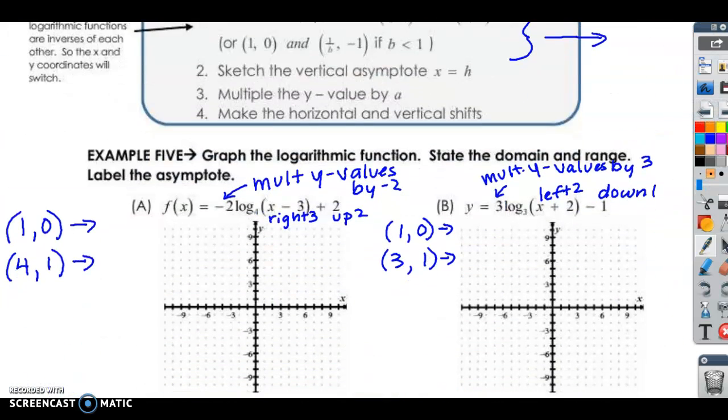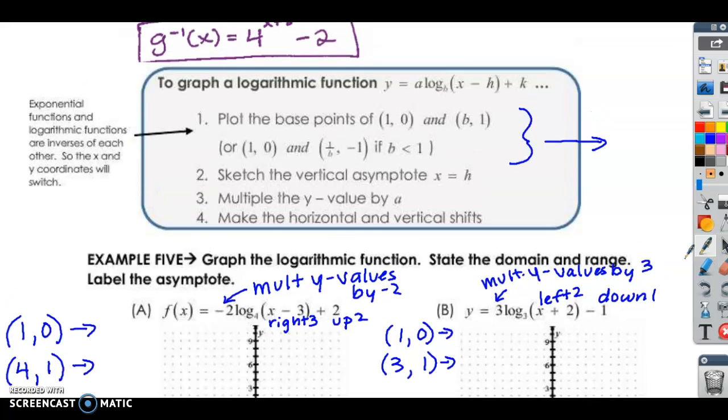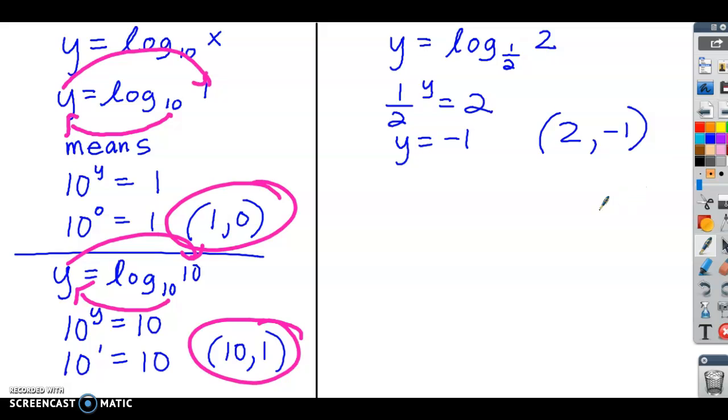So here, we have these base points, and those are the 2 points that we're graphing. 1, 0, and whatever the base of the function is, and then comma 1. Now, sometimes we will still use 1, 0, but sometimes if b is less than 1, we end up using 1 over b and negative 1. It's just easier, for example.